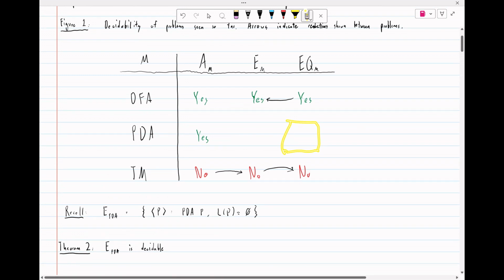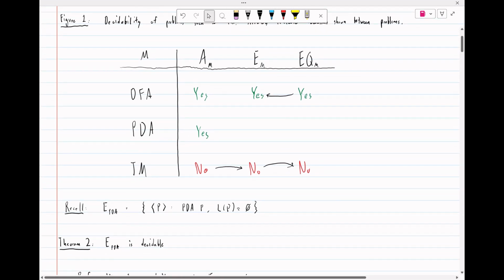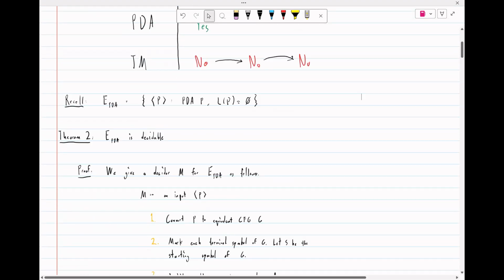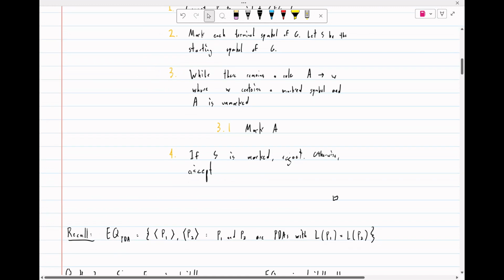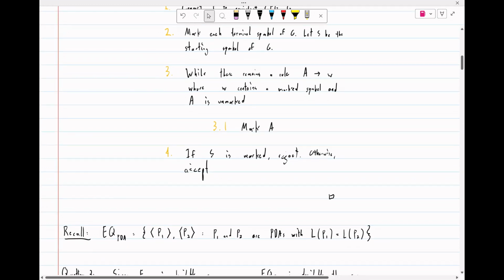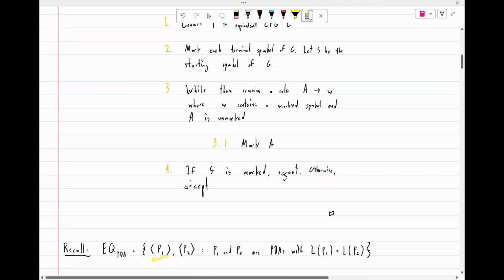unsolved question about the decidability of these automata languages, which is the equivalence testing problem for PDAs. Yeah, and just to remind you how that language was defined: you give me a description of one PDA, P1, and another description of a PDA, P2, and I want to know, do they recognize the same language?